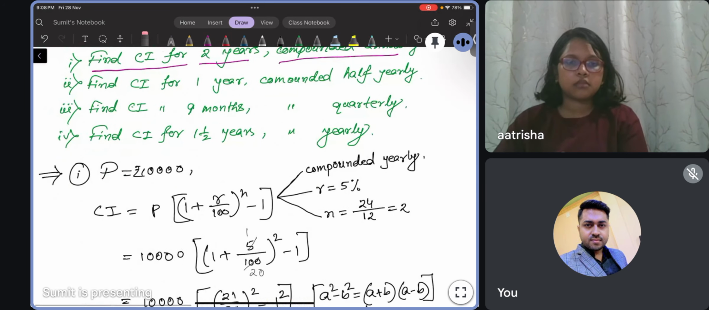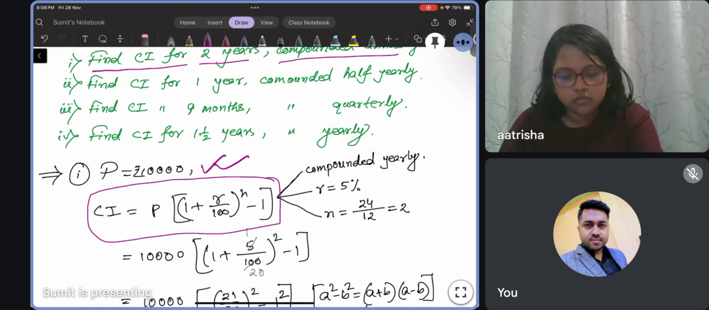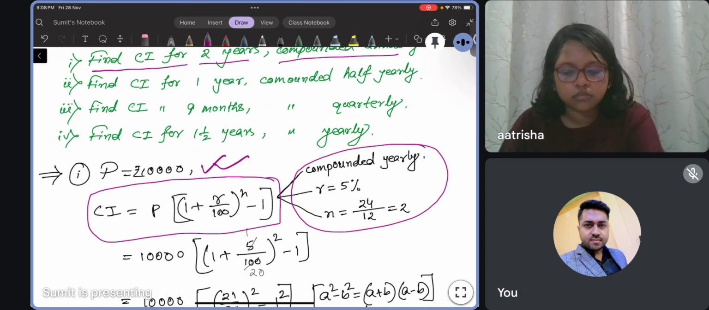See what I have written. P equal to 10,000. I have written the formula for CI like that. What is the formula of CI? And see, after that I have taken three branches over here and I have written what are the given information, what are the things that we have to put in the formula.